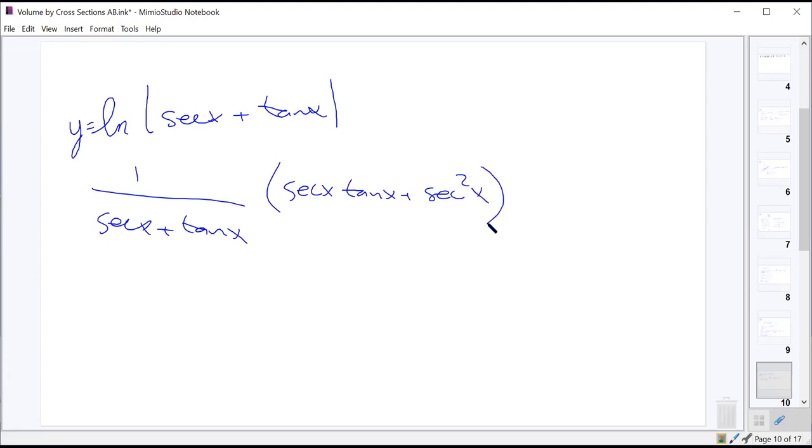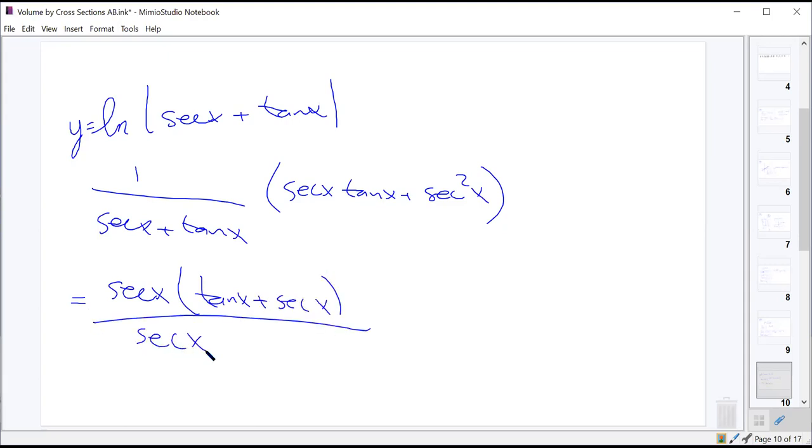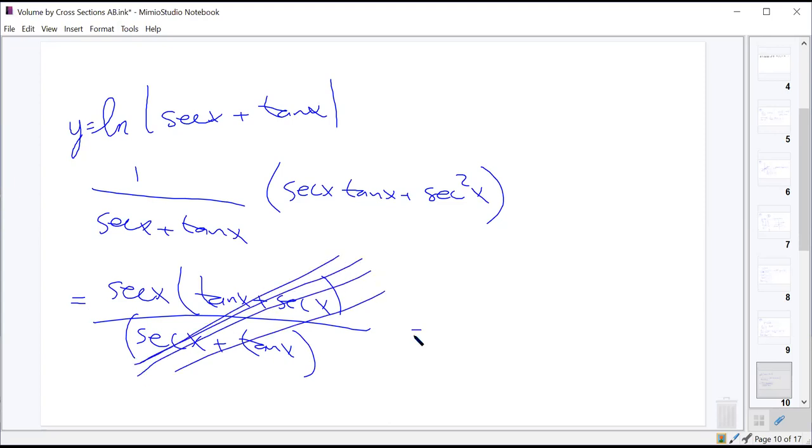So you're good with that, you said, right? And then, let's see. It definitely simplifies to secant. The way we're going to do that is we're just going to factor out a secant x from the numerator. So we get secant x times tangent x plus secant x, and then over secant x plus tangent x. And secant x plus tangent x and tangent x plus secant x are the same thing. So cancel that out. And we just get secant.